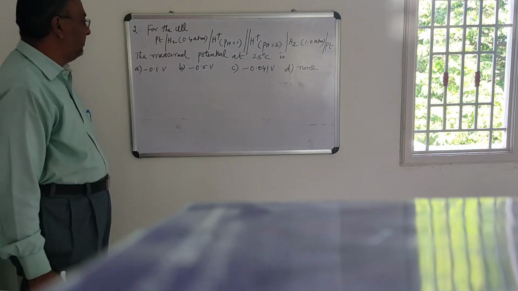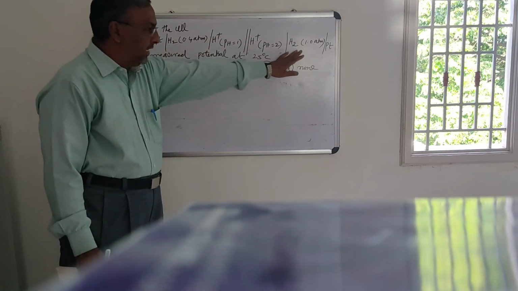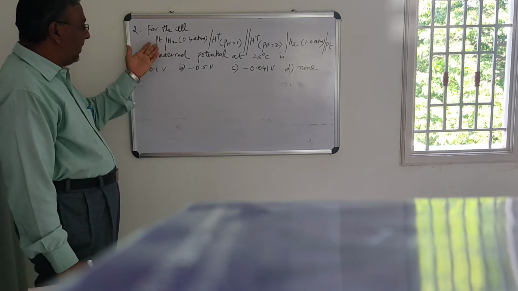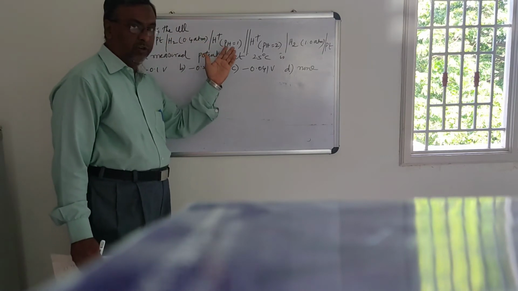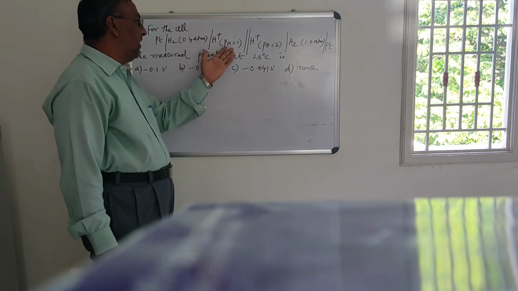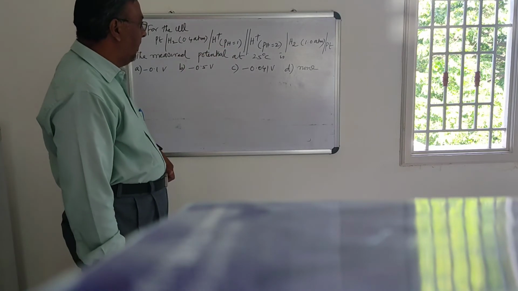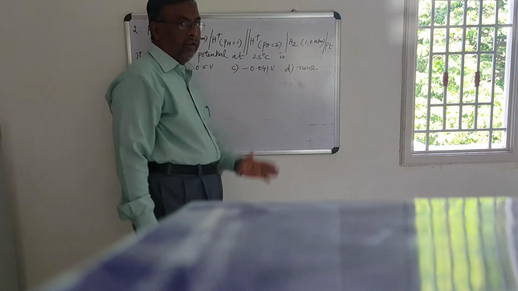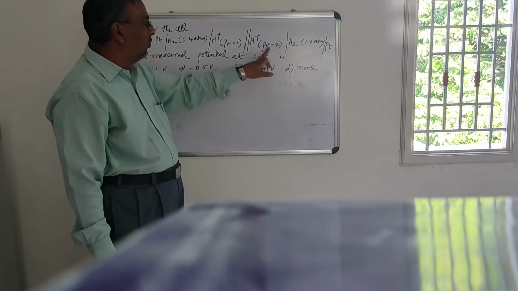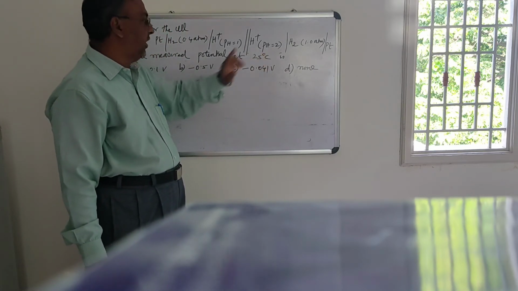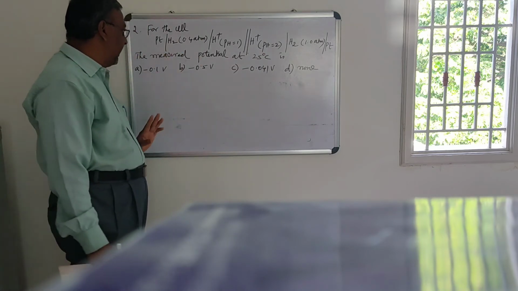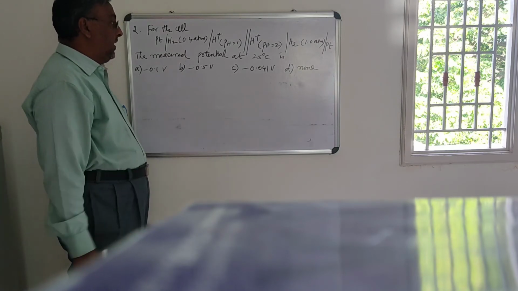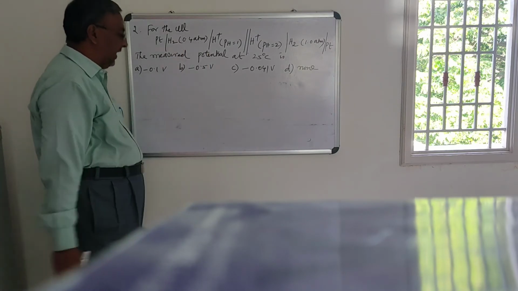One cell is given. Both of them are platinum electrodes, in which the left hand side platinum electrode is in contact with a solution whose pH is equal to 1, and the right hand side half cell platinum electrode is in contact with a solution containing H plus ions whose pH is equal to 2. At 25 degrees centigrade, what is the measured potential? We have to find out. Measured potential means the EMF of the cell.